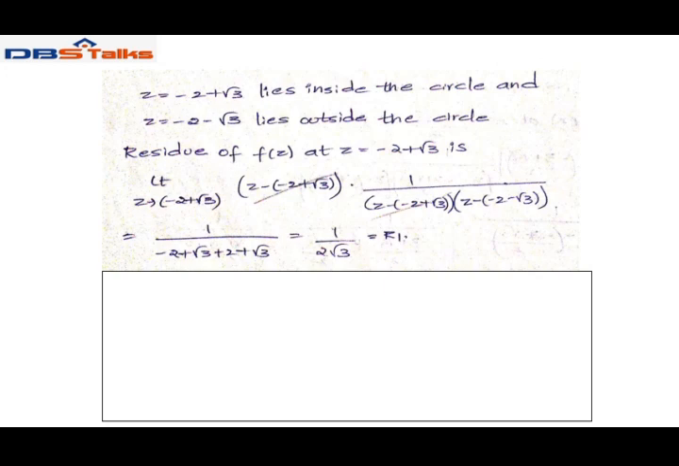Now we have to find the residue of f of z inside the circle. That means at the pole z equal to minus 2 plus root 3. The formula is limit z tends to a of z minus a into f of z, where a is minus 2 plus root 3. Then f of z can be written as 1 by z minus of minus 2 plus root 3 into z minus of minus 2 minus root 3. Substituting the limits, we get 1 by 2 root 3, that equals r1.